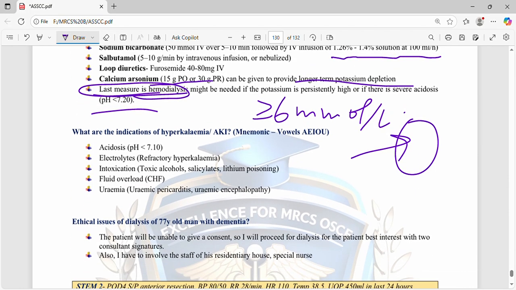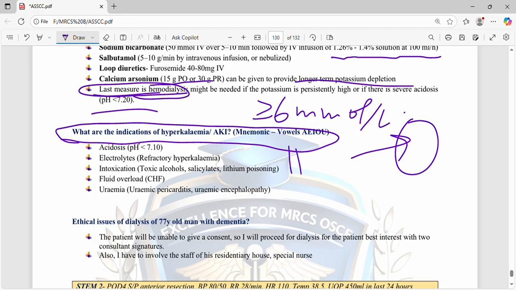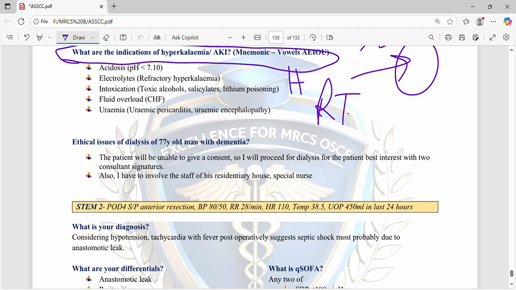What are the indications of hyperkalemia, AKI? Actually, the question is misworded. These are the indications of hemodialysis or alternative renal therapy. So, AEIOU. A is acidosis, pH less than 7.10 or 7.20. E is electrolytes, refractory hyperkalemia or greater than 6 millimole per liter. I is intoxication: toxic alcohol, salicylate, ethylene glycol, lithium poisoning. O is fluid overload in congestive heart failure. U is uremia: uremic pericarditis, uremic encephalopathy. So you go for alternative renal therapy or hemodialysis.